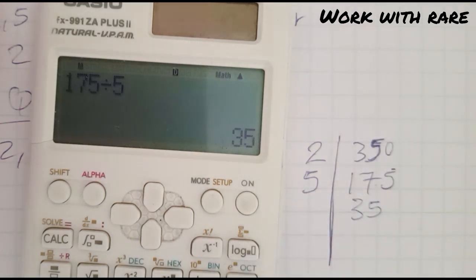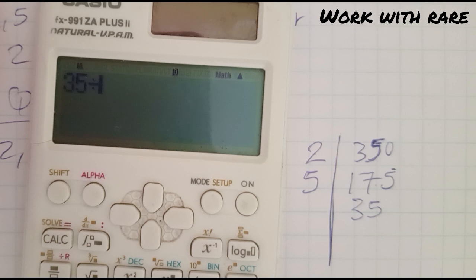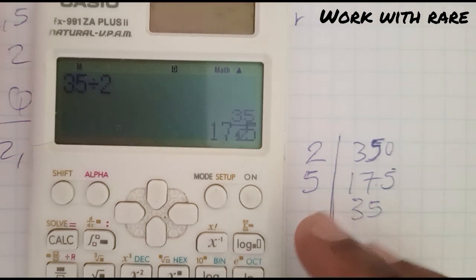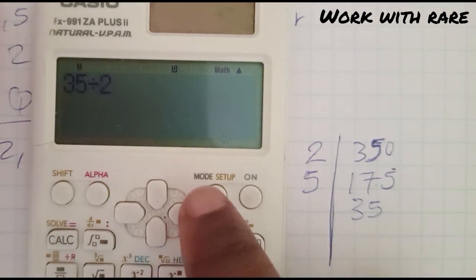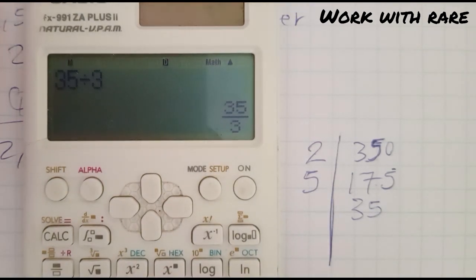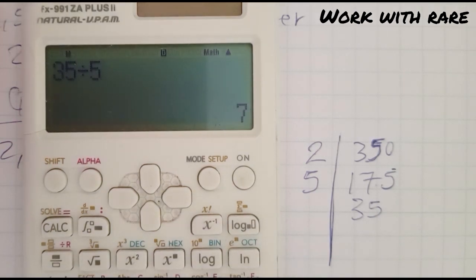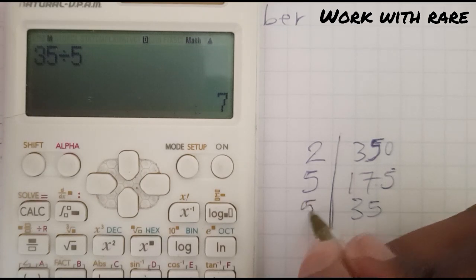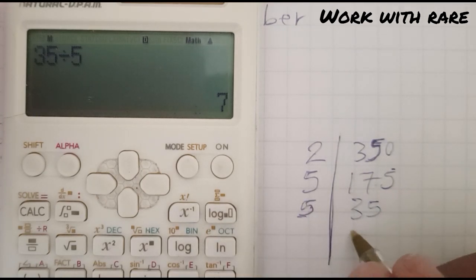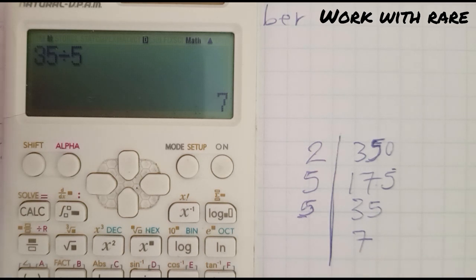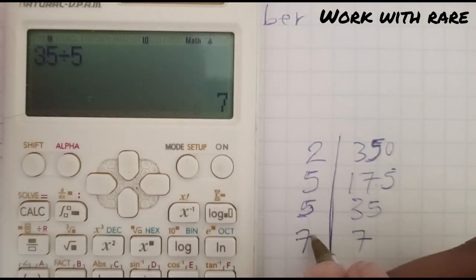After I got 35, remember now I'll have to use 35. So I'll say 35 divided by 2. It gives me decimals, and I don't want decimals. Divide by 3. It gives me decimals, and I don't want decimals. Divide by 5. It gives me 7. Yeah, that's what I want. I'm happy now. So 35 divided by 5, it's 7. And 7 is a prime number. So I'll write 7 here. 7 divided by 7, it's 1.